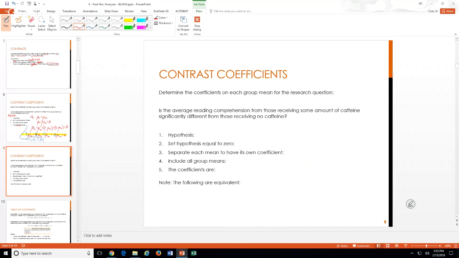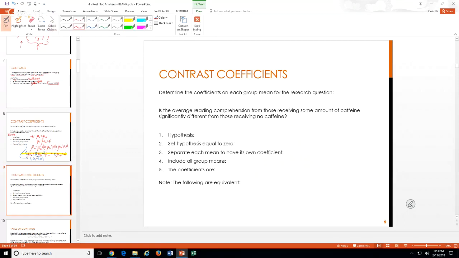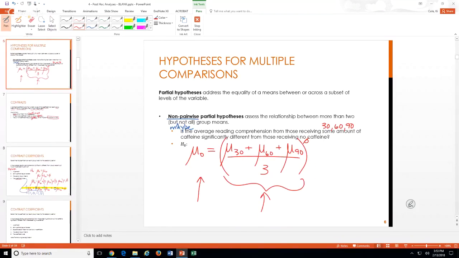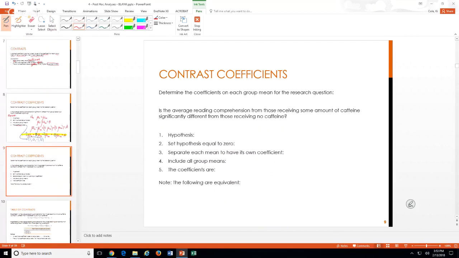Okay, is the average reading comprehension from those receiving some amount of caffeine different from those receiving no caffeine? So that was the one that we talked about earlier. That's this hypothesis right here, correct? Okay, so I'll rewrite that one, and we'll work with it. I have H naught: mu sub 0 equals mu 30 plus mu 60 plus mu 90, over 3.